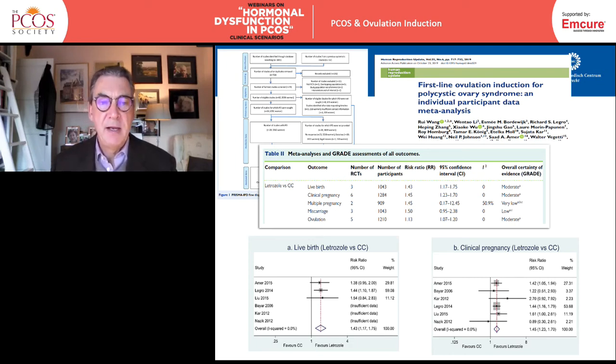And there, again, the conclusion of this meta-analysis was that when you take letrozole versus clomiphene as first-line treatment, both in terms of live birth rate and in clinical pregnancy rates, there is an improved outcome, with an odds ratio about 1.4, as you can see. Now, when you focus on live birth, it has to be said that there are only 3 studies, and therefore the certainty of the evidence, the grading, is still moderate. So we have to be aware of this, that it looks okay, but still the evidence is not so very strong yet.